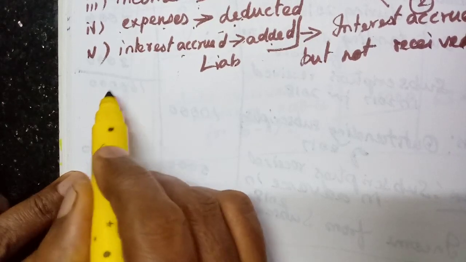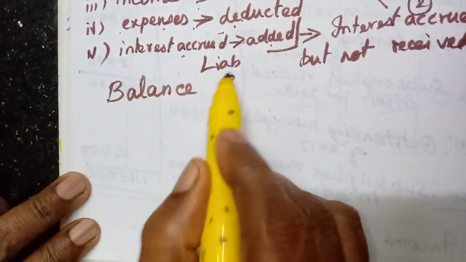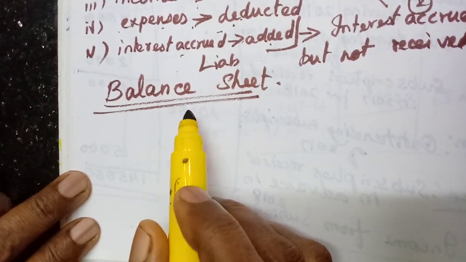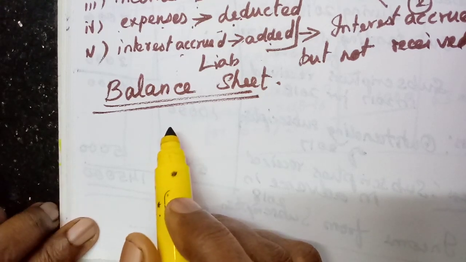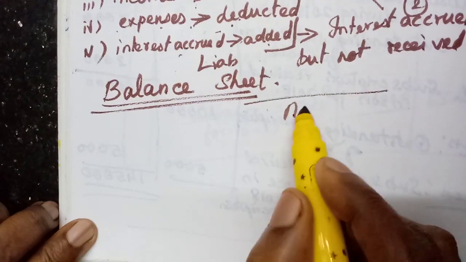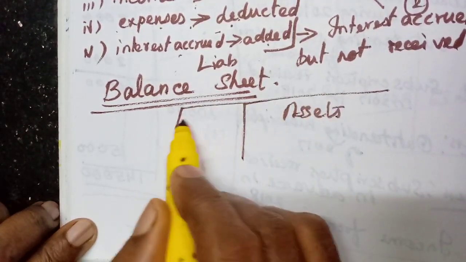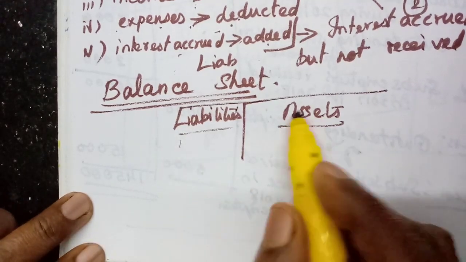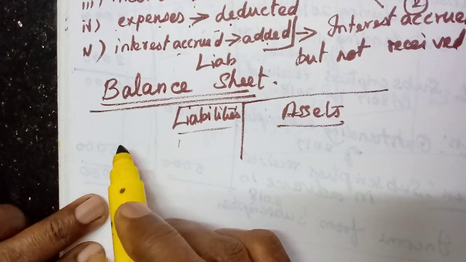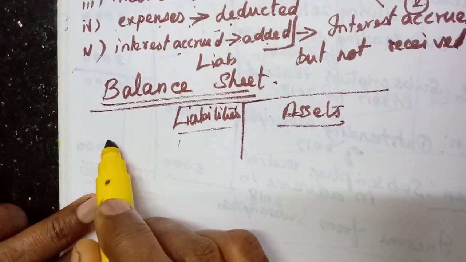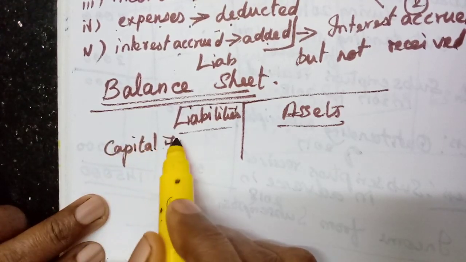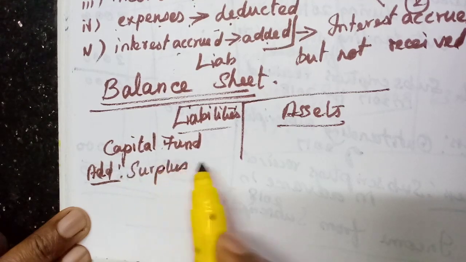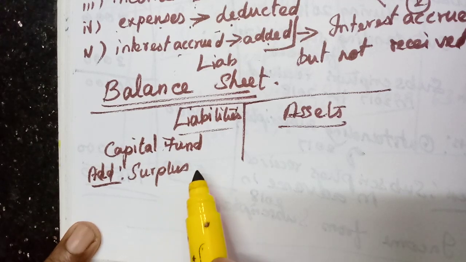Now we will see how to prepare the balance sheet. Preparation of balance sheet is similar to the balance sheet that we prepare for the trading concern. It is having all the assets on the asset side, then liabilities on the left hand side. Right hand side will be written all the assets, left hand side liabilities. But the only difference is that for capital, there we write simply capital, isn't it? But here we should write the capital fund. Along with this capital fund, we have to add the surplus. If it is deficit, that will be deducted. As same as the capital that we treat in the balance sheet of trading concern.